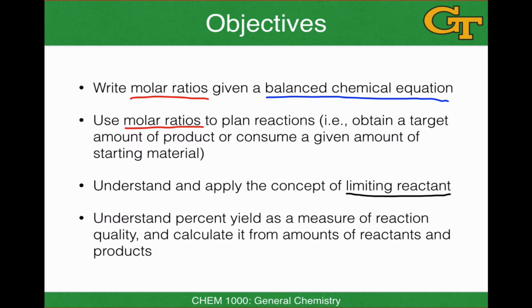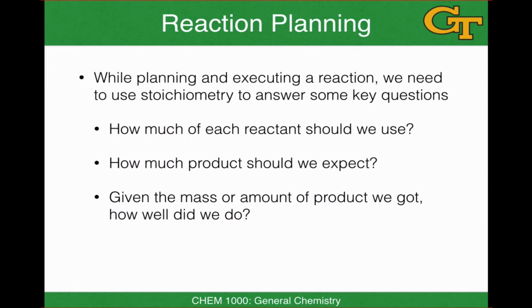Finally, we'll understand percent yield as a measure of reaction quality, and we'll learn how to calculate it from amounts of reactants and products that are given. Let's start by discussing a little bit about reaction planning. In the course of planning a reaction, it's critical to use stoichiometry to answer some key questions about how much reactants we need to use and how much product we need to form.